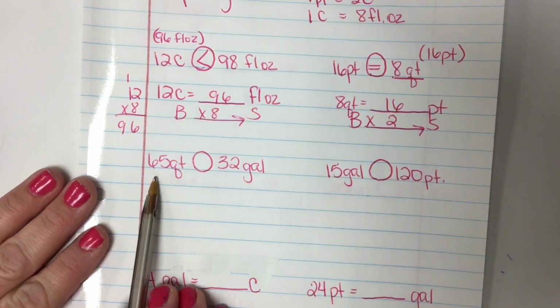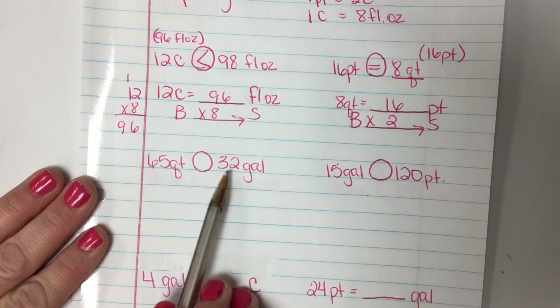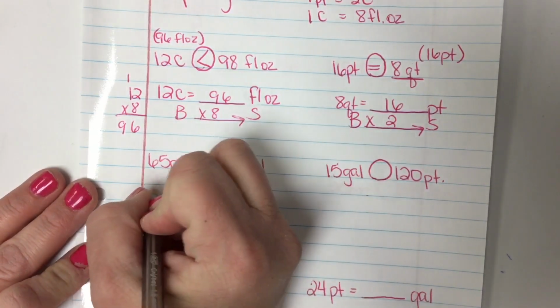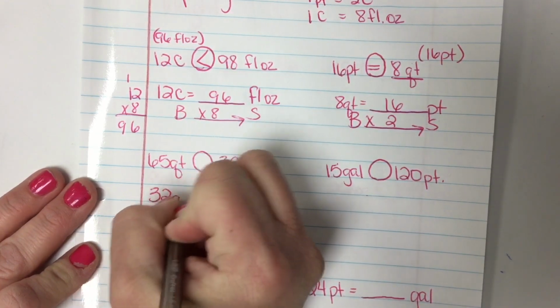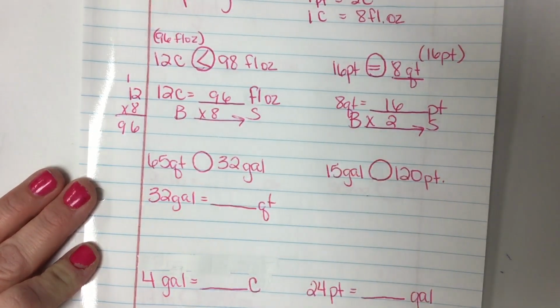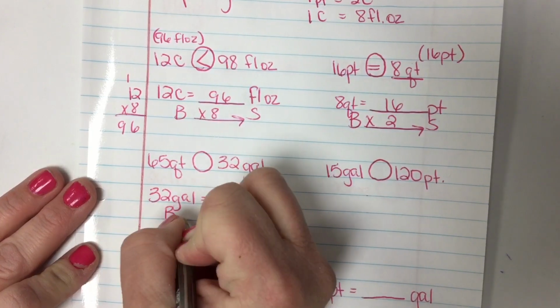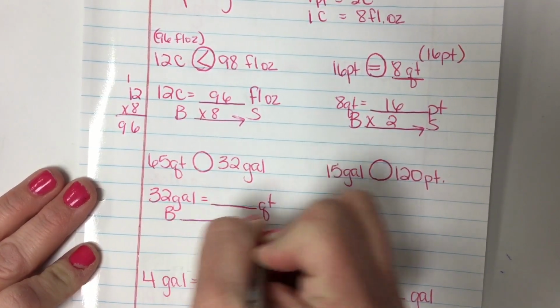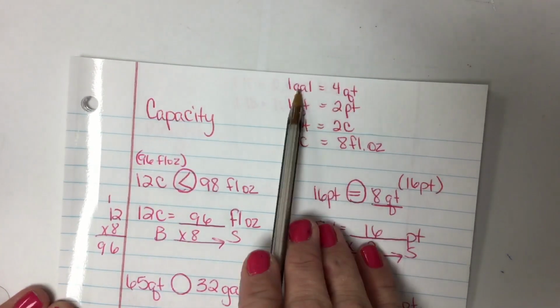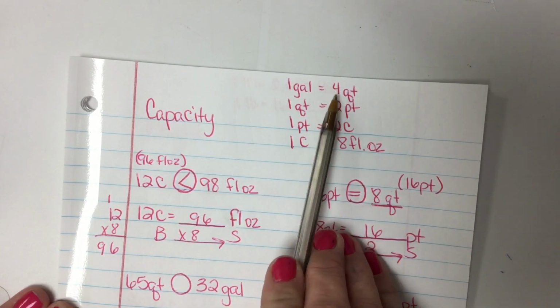Okay, 65 quarts is greater than, less than, or equal to 32 gallons. Well, we know gallons is the biggest measurement. So we're going to convert that one into quarts to see if it's greater than, less than, or equal. So we're going big to small. We're going to multiply. If you look, 1 gallon equals 4 quarts. So we're going to multiply by 4.